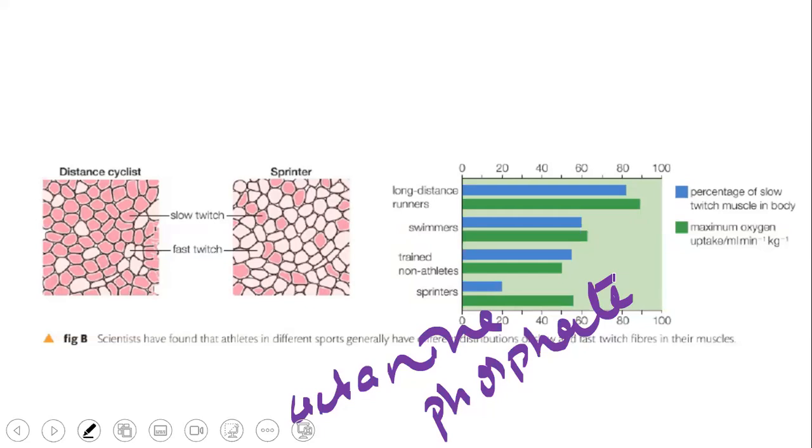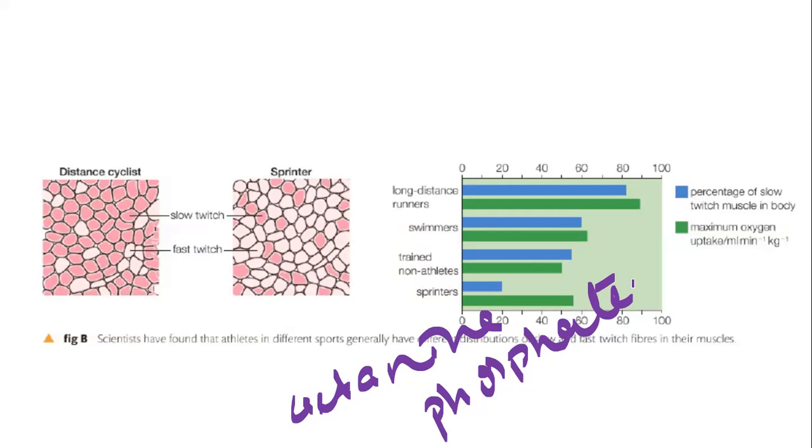Most people have roughly equal amounts of slow twitch muscle fibers and fast twitch fibers in their muscles, right? But the combination can be different. For example, in cyclists, in swimmers, in those kind of people, they have a lot of slow twitch fibers. But in other people like weightlifters, for example, they have more fast twitch fibers because they need to be able to act rapidly.